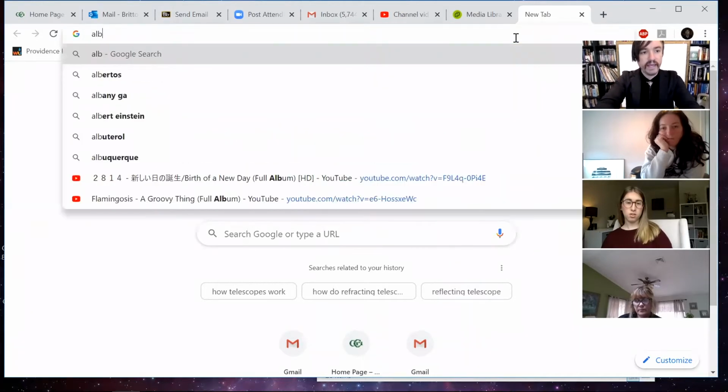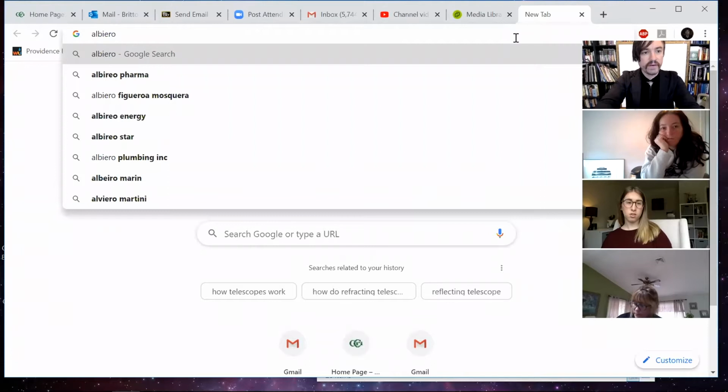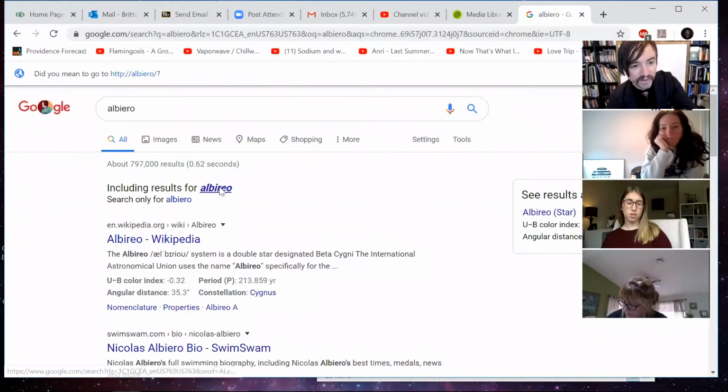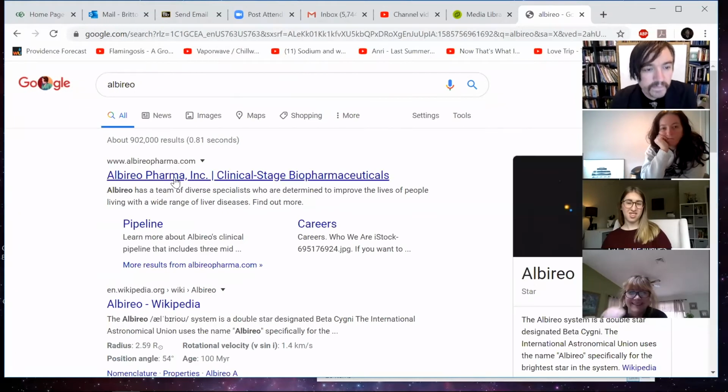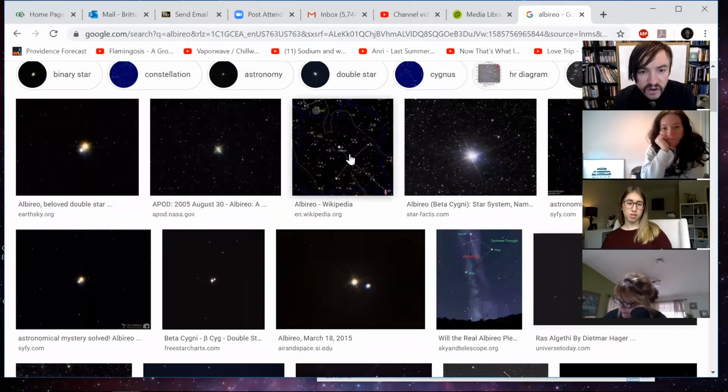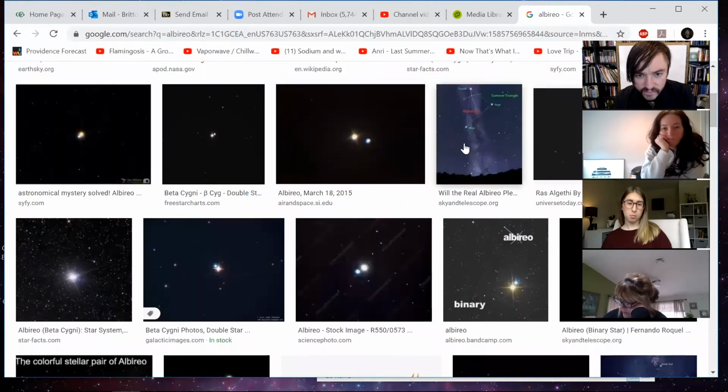So Albireo, I always spell it wrong. There's too many damn vowels in Albireo. Okay. Albireo is a binary star. Let me go to images. And it's located in a constellation called Cygnus the Swan.